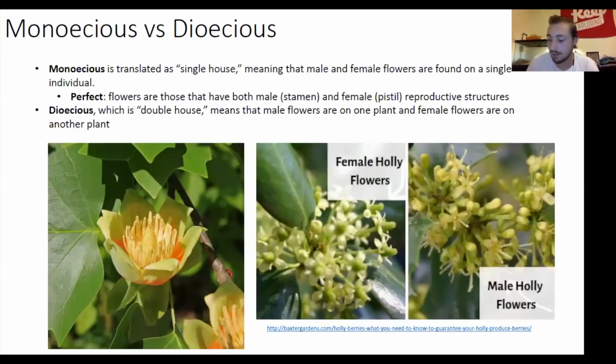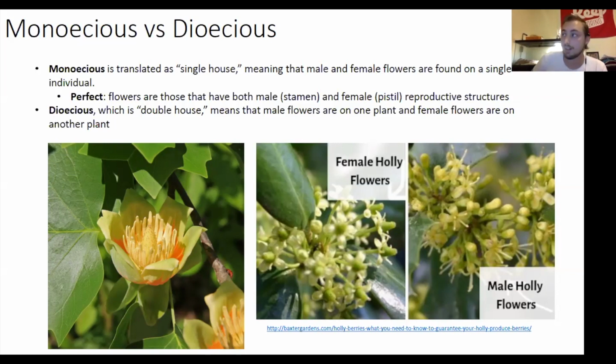We'll get into that. So monoecious means a single house. It means that the male and female reproductive structures are on one single individual. Sometimes it can be the same exact flower, like we said, perfect flowers. But in the case of our American beech, it is a monoecious plant, but there are separate male and female flowers. There's also dioecious, which refers to double house, which means that the male and female flowers are on separate individuals. And the best example of this is our hollies.